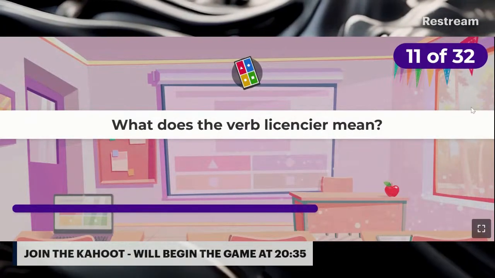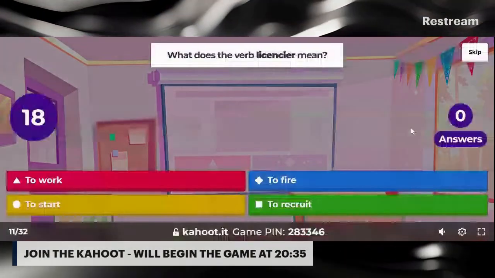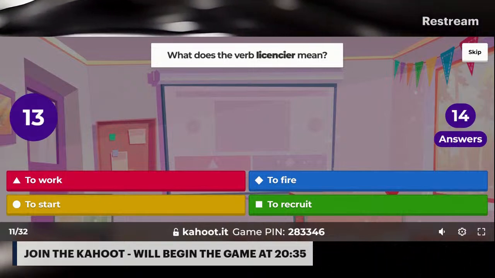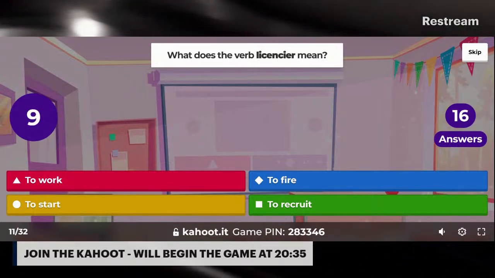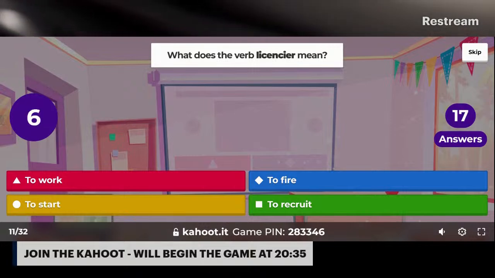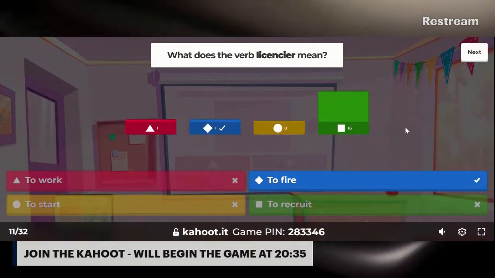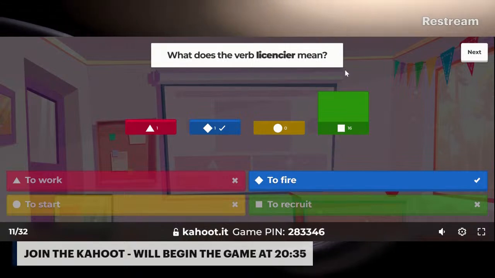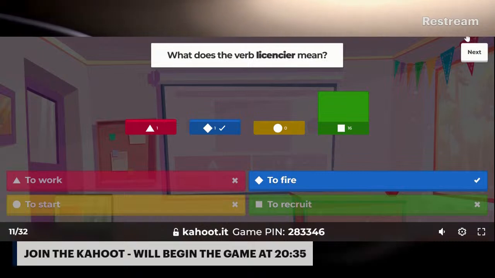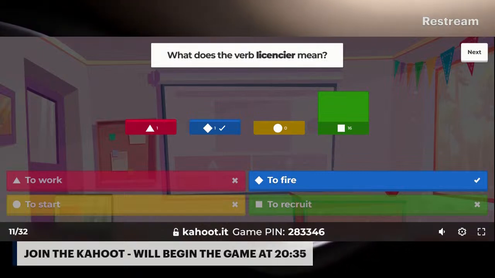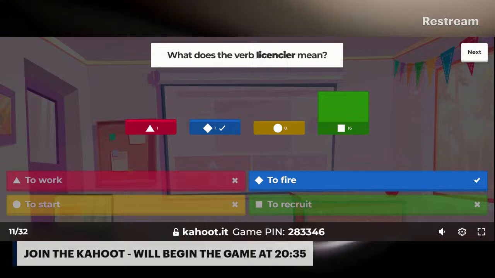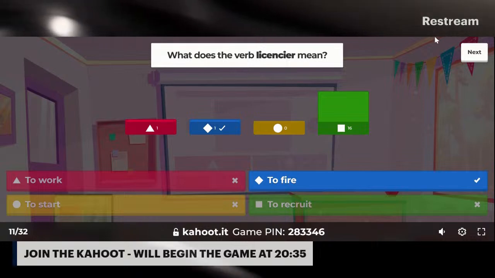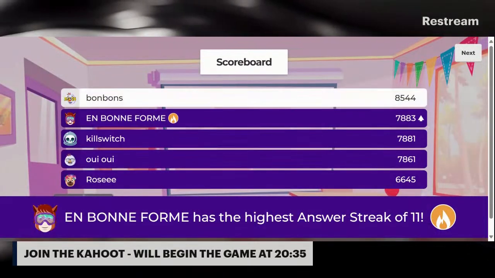What does the verb licencier mean? To work, to fire, to start, or to recruit? It means to fire. Only one person got this one. So I guess it's one to remember. A lot of people said to recruit. And that in French is just recruteur. So it's not that. Okay.